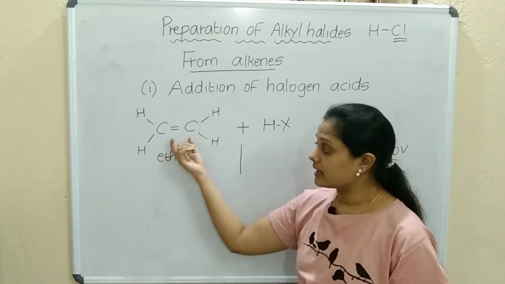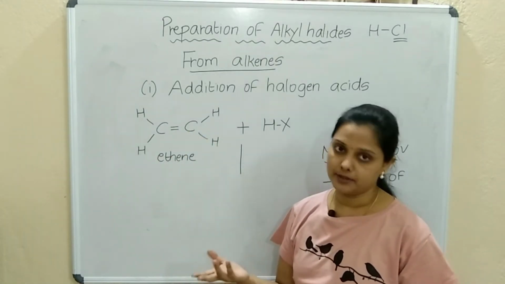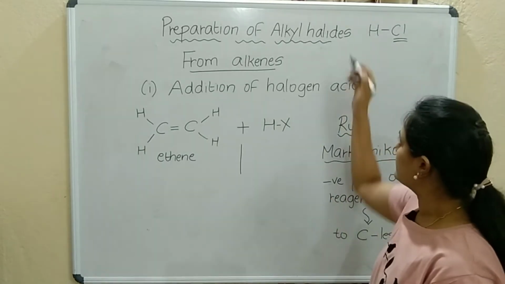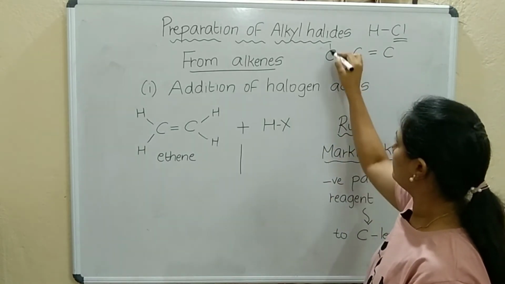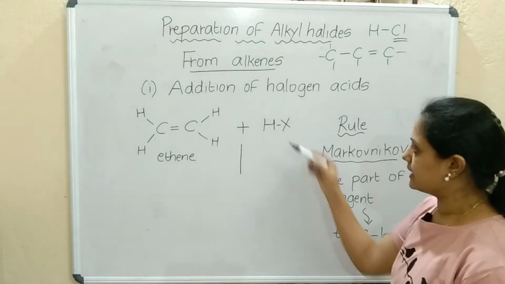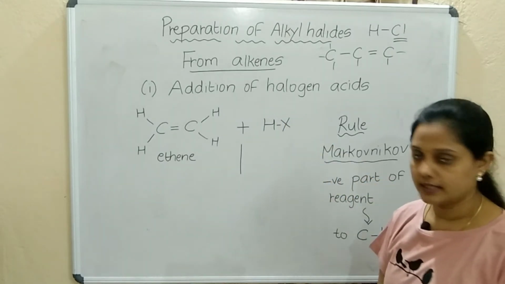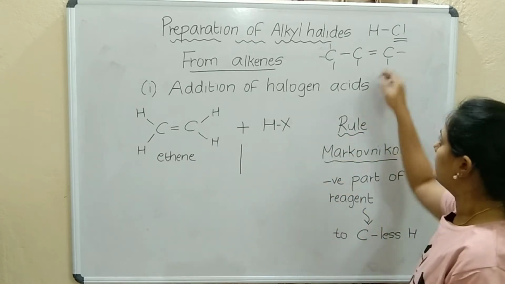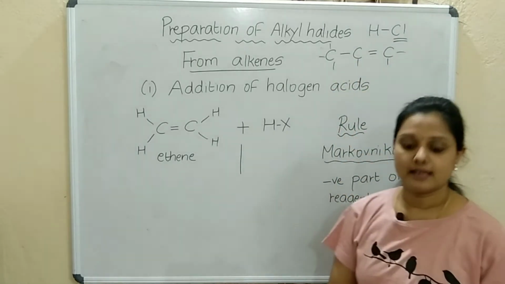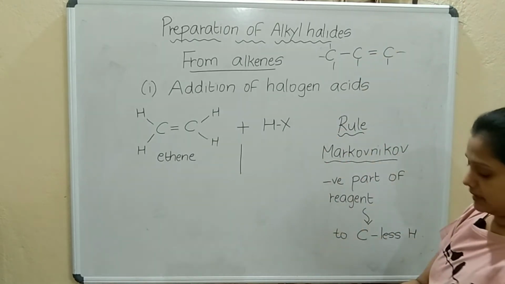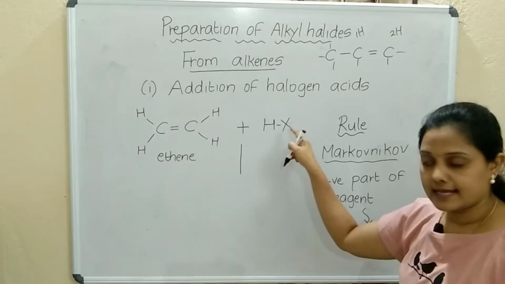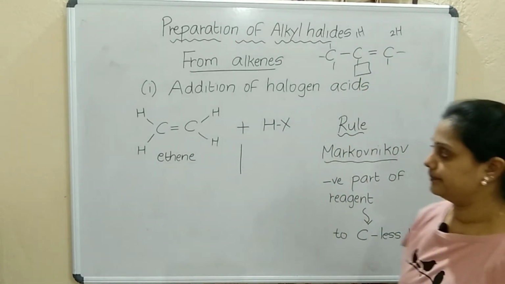Now in case of ethene, you can see both the carbons have an equal number of hydrogens. This carbon having two hydrogen, this carbon having two hydrogen, correct? But if you take one more example, that is propene, then you need to check the negative part of the reagent HX. In that, halogen is the negative part, it will attach to the carbon of the double bond, C double bond C. To any one of these carbons only it will attach. Where will it attach? To the carbon having less hydrogens. Now in propene, this carbon is having two hydrogen, this carbon is having one hydrogen. So where will X, the halogen, attach? To this carbon. So that is the rule.